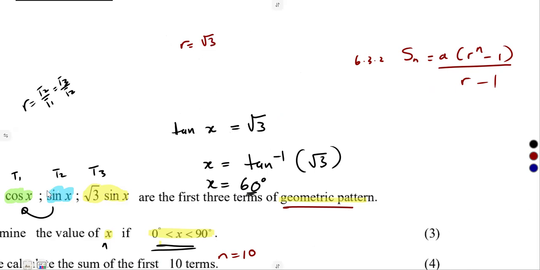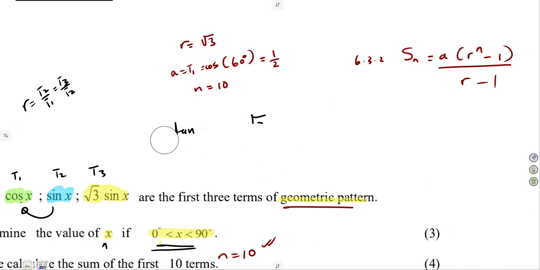Or you can just find the terms. You find T1, T2, then you divide. You're going to find that square root of 3. All right. Our first term is a. a is equal to T1, which is cos of x. But we have got our x as 60 degrees. We can substitute that x. So that was going to be cos 60 degrees, which is 1 over 2. For the number of terms, which are 10 terms, we can determine the sum. All right, so that was it, guys.